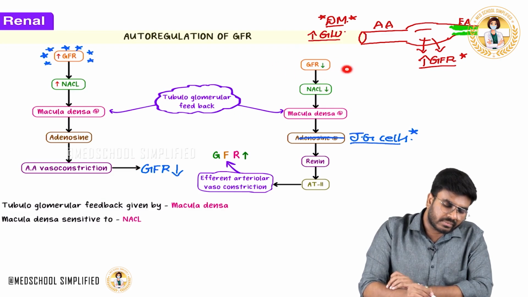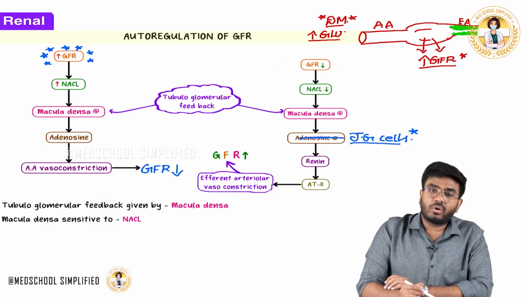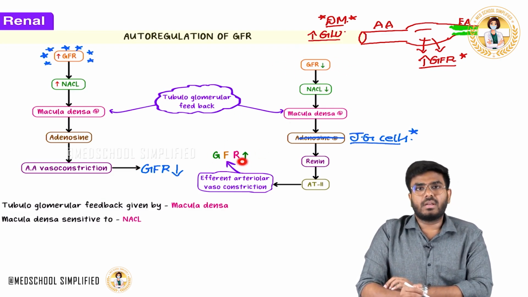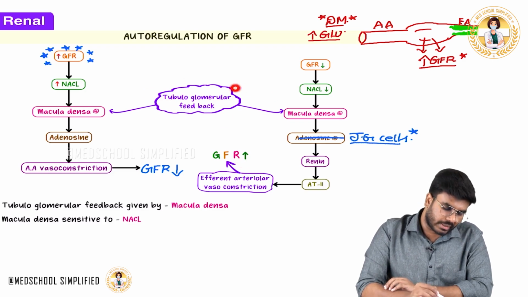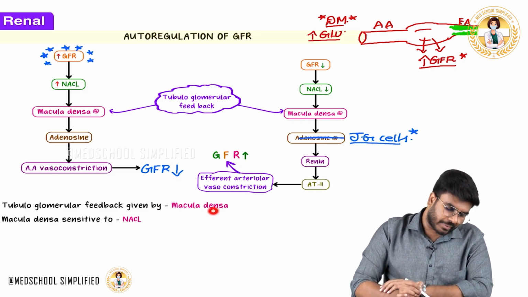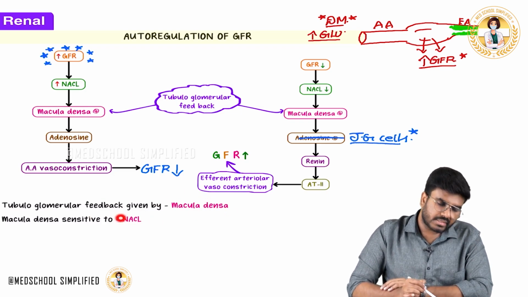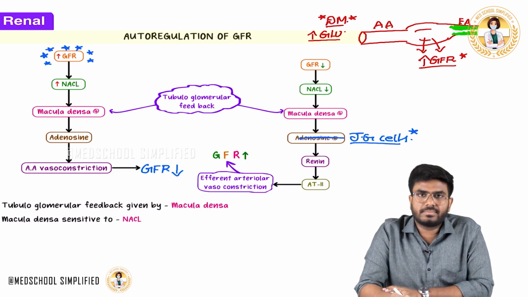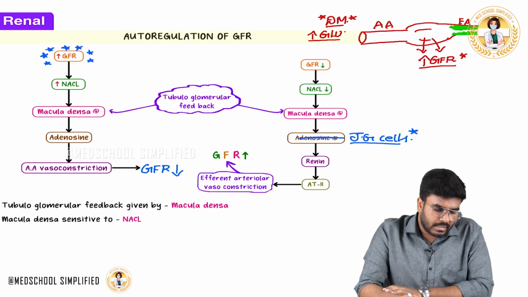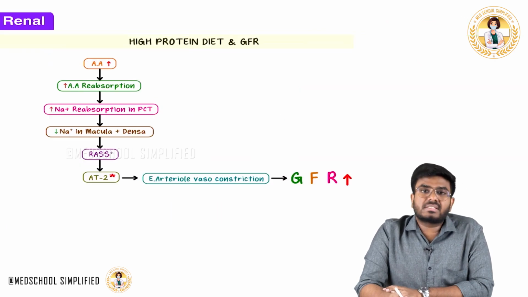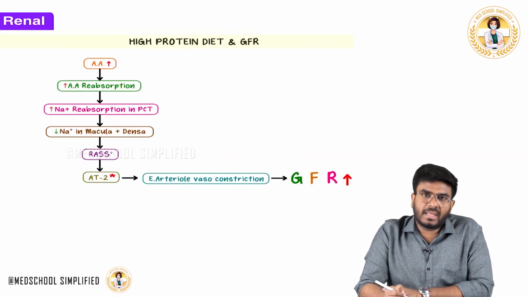Whenever the GFR is going down, your macula densa will try to increase the GFR. So this is called tubuloglomerular feedback, and tubuloglomerular feedback is given by macula densa, and macula densa is sensitive to sodium chloride levels, mainly sodium levels. Now after this, let's discuss high protein diet and GFR.